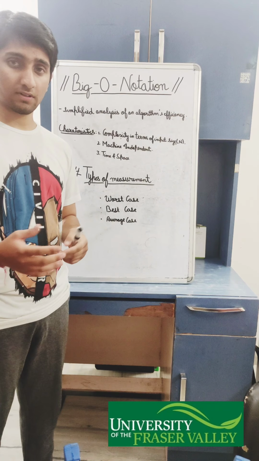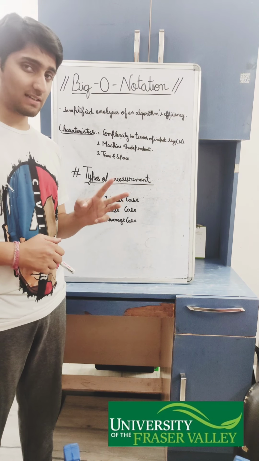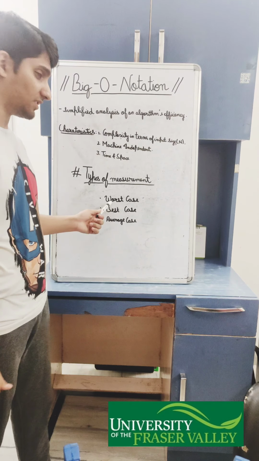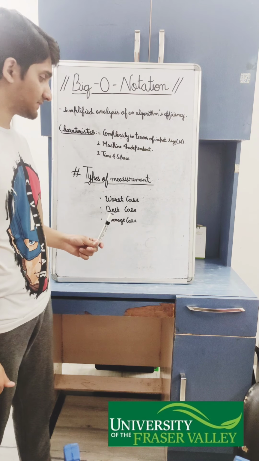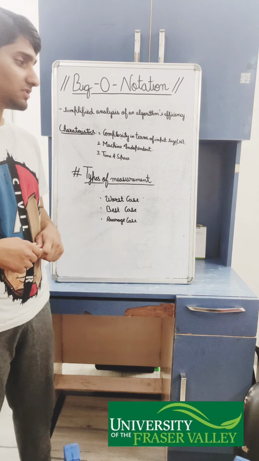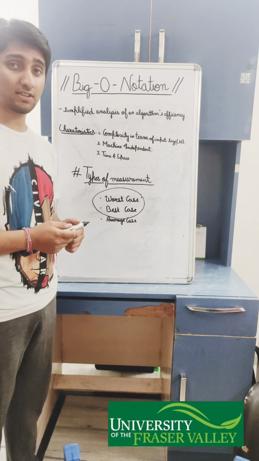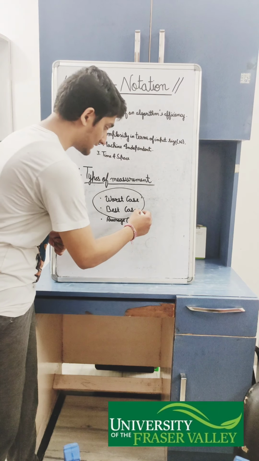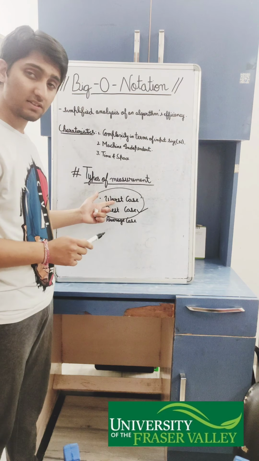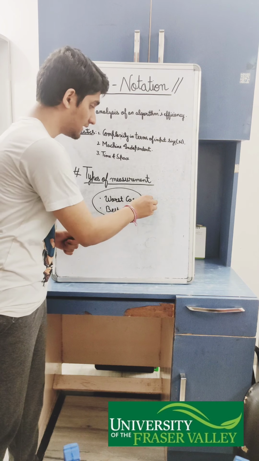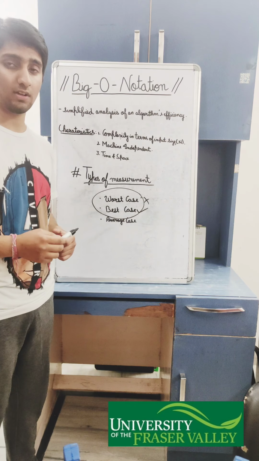So how do we measure the efficiency? There are three cases majorly used: worst case, best case and average case. Basically, developers use these cases. If an algorithm is best, it is accepted by the developer. If it is worst, it is rejected by the developer.